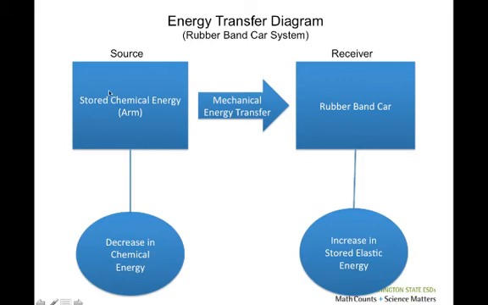Okay, so again, the source is your arm, a decrease in the stored chemical energy in your arm, with mechanical energy transferred over to the rubber band car, which is going to increase the rubber band, specifically an increase in stored elastic potential energy.